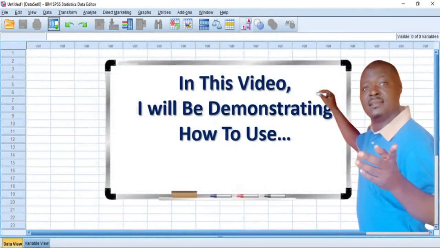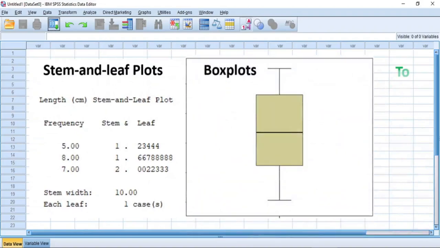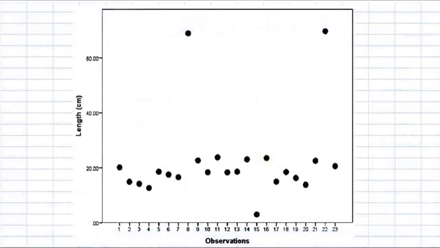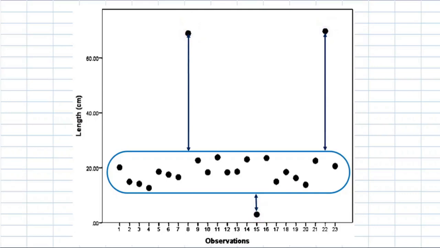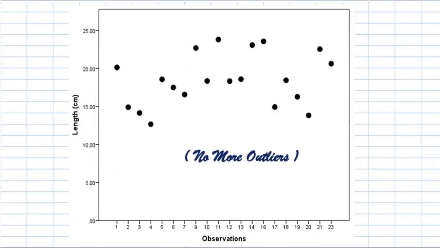In this video, I'll be demonstrating how to use stem and leaf and boxplots respectively to identify outliers in datasets using SPSS. Outliers are unwanted observations in a dataset whose presence can be problematic because it can affect the results of your analysis. Their presence in datasets can be due to many factors, and their positions are usually at a distance from the normal data streams. And because of this, it becomes mandatory that outliers must be identified and eliminated from your dataset before you can proceed to perform any parametric test.